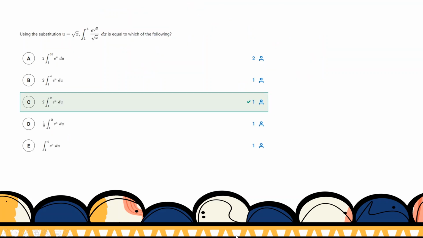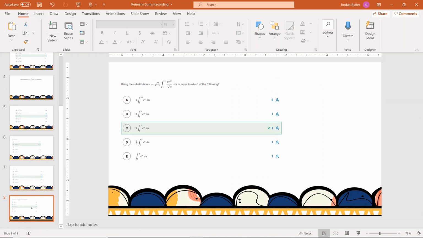Okay. This next question says, using the substitution u equals the square root of x, the integral of this function is equal to which of the following? Okay, so if we, oops, we're not done. We're going to go back. Oh no, we'll just do it right here.